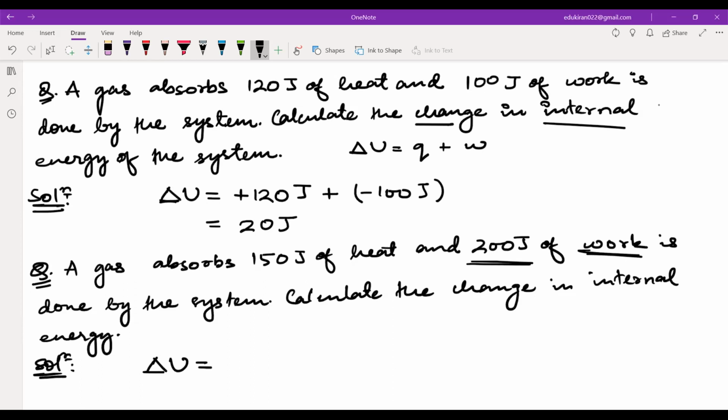How much work are you doing, Mazia? 200 joules, na? Yes. So how much energy will be extracted from you? How much energy will be extracted from you, Mazia? Can you please speak correctly, loudly? I can't hear you. Maybe you keep your mic near or something.